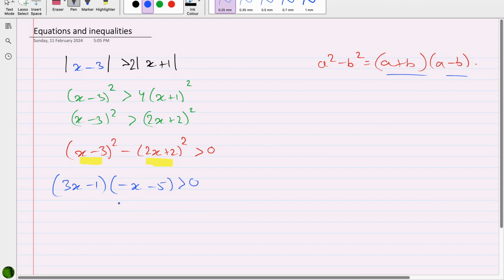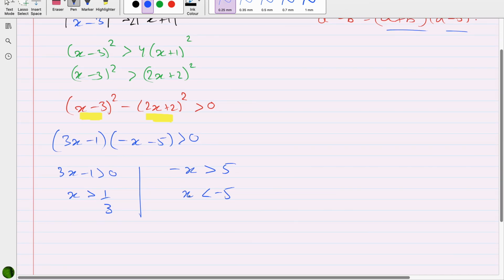Now I have these two brackets. This is 3x minus 1 greater than 0, which makes x greater than 1 by 3. On the other hand, negative x is greater than 5, and when we divide by this negative sign, the sign reverses. So it is less than minus 5 and greater than 1 by 3.